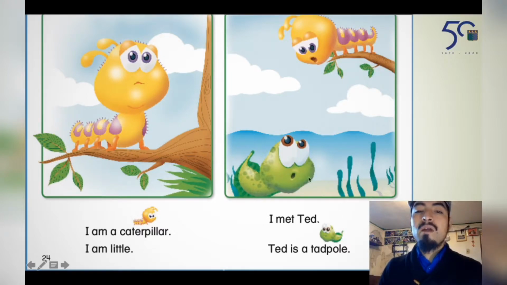Good. What about the tadpole? The tadpole doesn't have any legs. He can swim, but he cannot go out of the water. He has a tail, something that helps him to move in the water, in the pond.